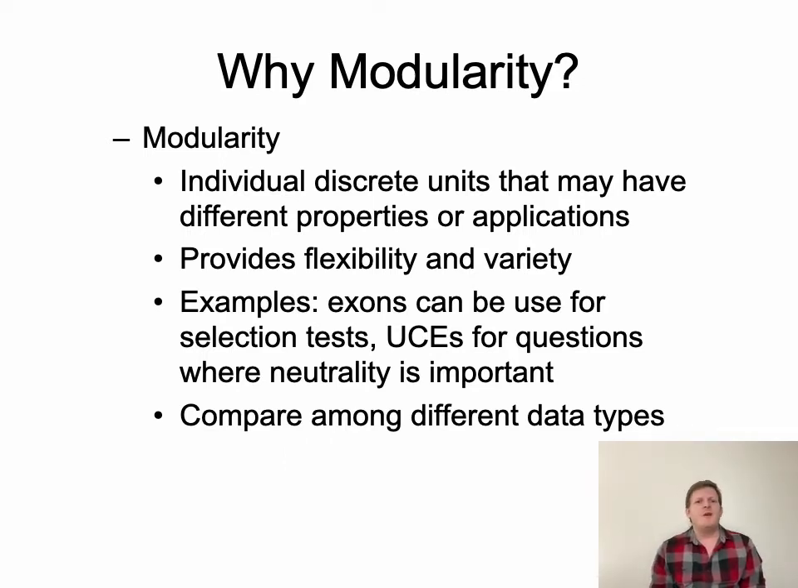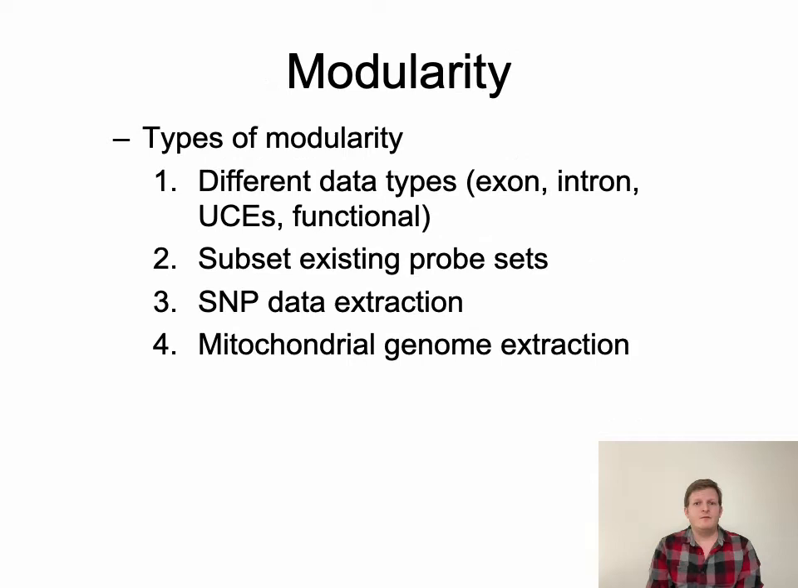And some examples might include exons can be used for selection tests, UCEs for questions where neutrality is important, and comparing among different data types can be really useful if you have a difficult phylogenetic question that you can't quite figure out with a different data type.